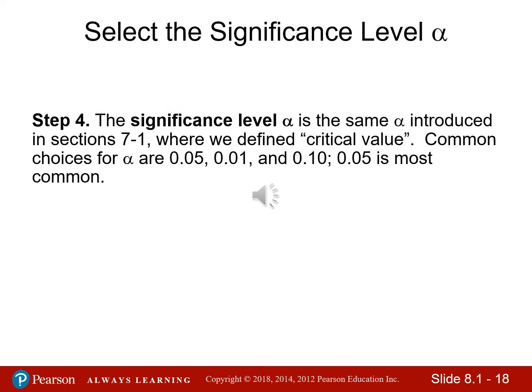Continuing with step 4, the significance level alpha is the same alpha that was introduced in Chapter 7, Section 1, where we defined the critical value. Some common choices for alpha are 0.05, 0.01, and 0.10, with 0.05 being the most common alpha level.